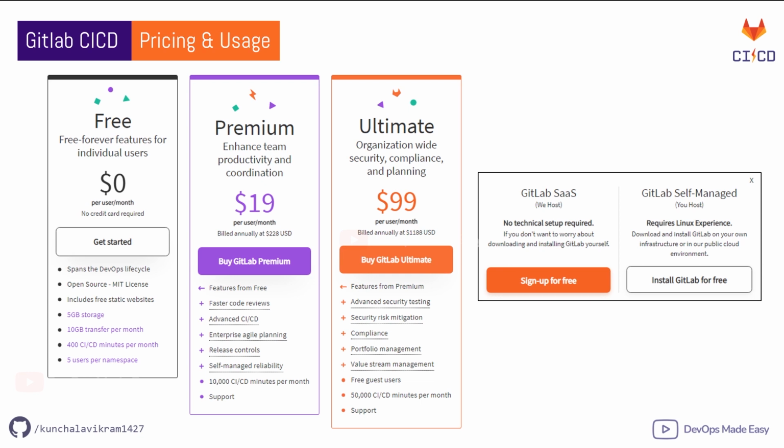And coming to the pricing models offered by GitLab, we have free, premium, and ultimate models. In the free tier, you will not be charged anything. You can have any number of repositories, and you will be given 5 GB of storage and 10 GB transfer per month. At the same time, you can also have 400 CI/CD minutes per month. That means you can use the runners for your CI/CD pipelines for 400 minutes in a month. If you exceed that, you will be charged. And also you can have 5 users per namespace. We are going to see everything in the demo section.